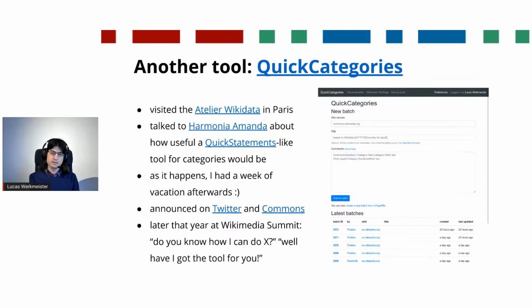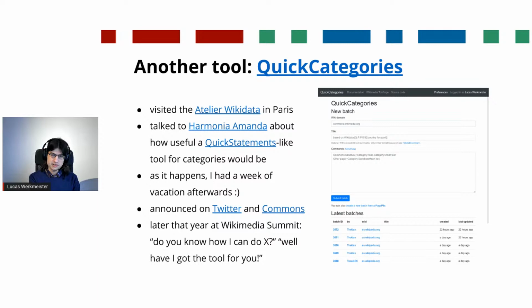around, I don't remember. And she was used from Wikidata to working with this tool called Quick Statements, where you put in almost like a spreadsheet describing all the edits you make, and then you paste it into the tool and it makes all the edits, and it's extremely convenient. And there wasn't anything like that for categories, so I happened to have a week of vacation afterwards, and so I used that to build this quick categories tool for Harmonia Amanda initially, and then many other people since then.